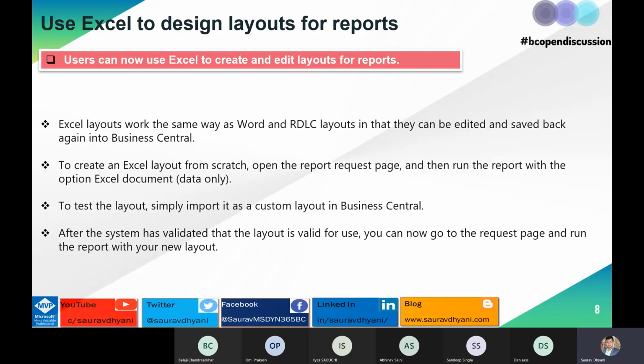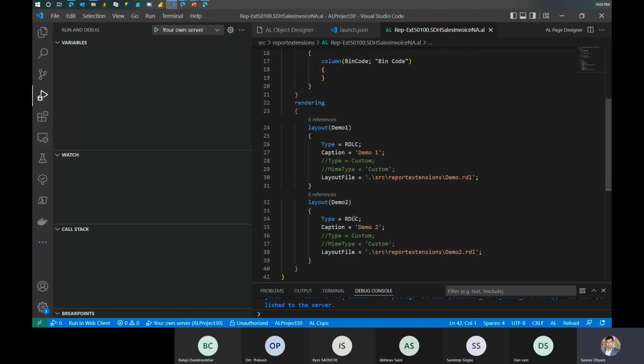Okay. This was one of the things that people were super excited about after Microsoft announced that they are going to have the possibility to use Excel for building reports. Now, the Excel layout also works the way RDLC and the Word layout do. The cool part is that you can also upload your Excel layouts into your dataset in the custom report layout selection, or you can also add a custom layout of type Excel as we are seeing here. Yes, there's an Excel option available.